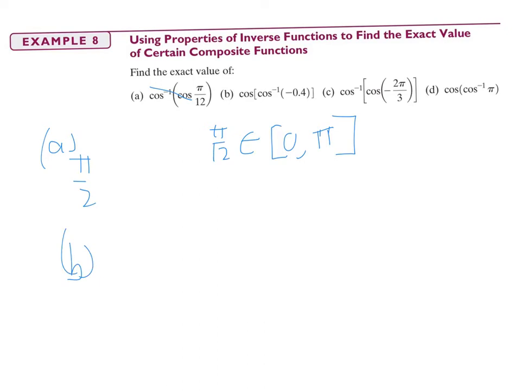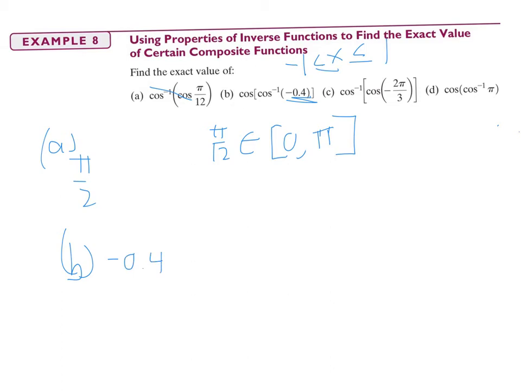For part B, remember the domain for cosine inverse is from -1 to +1. So cosine of cosine inverse of negative 0.4 would just be negative 0.4.